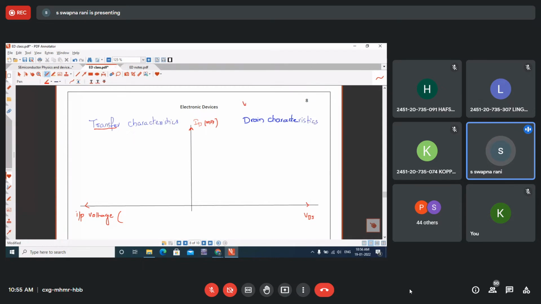Whether it is a drain characteristic curve or transfer characteristic curve, VI. So since we said drain characteristics, it is drain current and drain source voltage. Since we said transfer, there is only one current, drain current. Drain current is the output current. What is the input voltage? Is my voice audible? Yes, it is VGS.